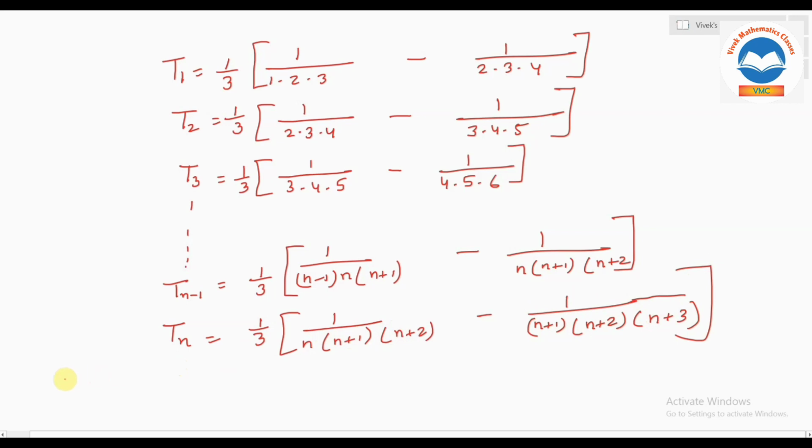So what we'll do? We need to find Sn. Sn means you have to add all the terms T1 plus T2 plus T3 up to Tn. So the left side will be your Sn. If you add all the terms, you will get Sn.